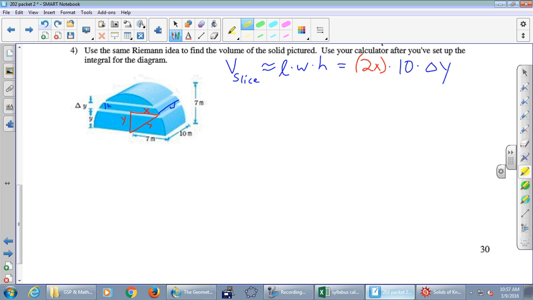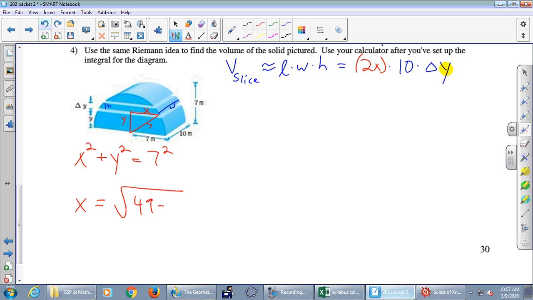But as we said, what's the letter that needs to be the only letter in this expression? It's the y. It's got to be the thing next to the delta. So our job is to change that x into something with y's. Pythagorean theorem is the way we're going to get it. As you said, x squared plus y squared is definitely 7 squared. What letter am I solving for? x, because I want to get rid of the x. So x is the square root of 49 minus y squared. And so that comes right back up here. Everybody see where the pieces came from?